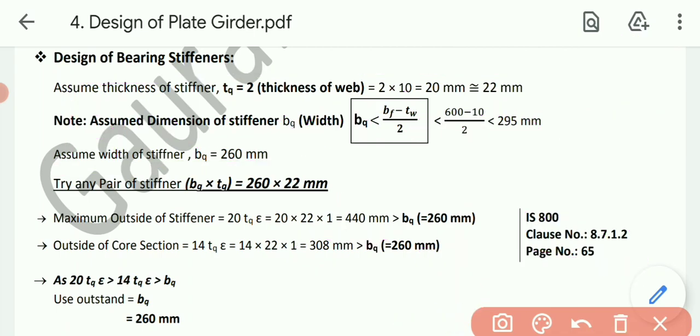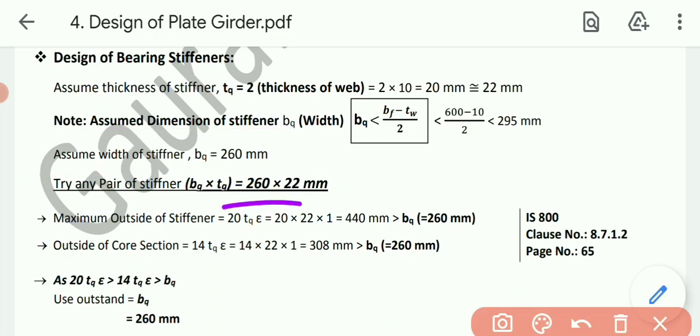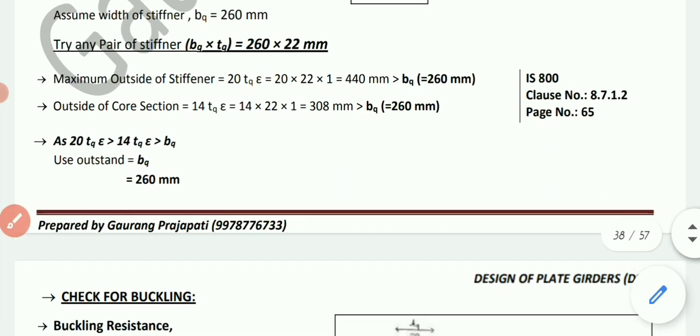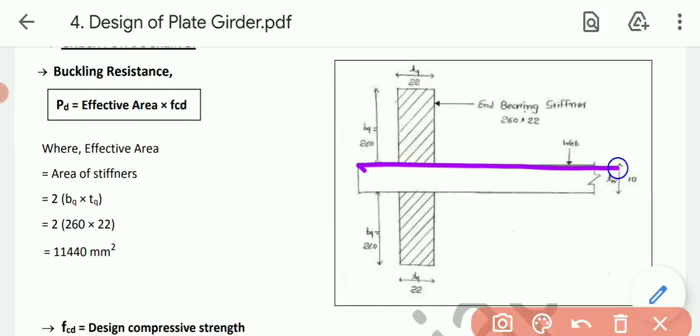So let's assume the width of the stiffener b_q as 260 mm. Try a pair of stiffeners 260 cross 22. As 260 is less than both 440 and 308, 20 t_q epsilon and 14 t_q epsilon are both greater than b_q, so b_q as a whole becomes the core section, or outstand. Let us draw the plan of this one. Say this one is our wave.